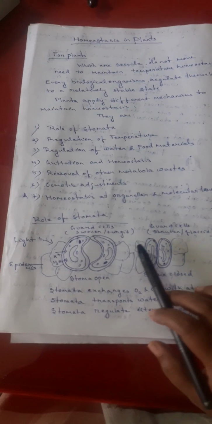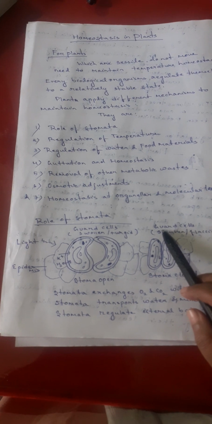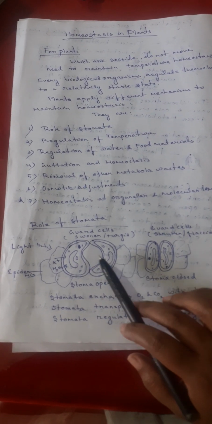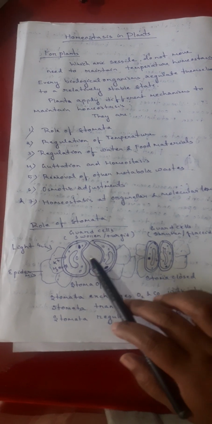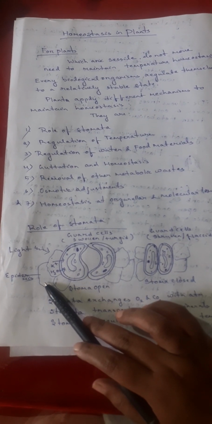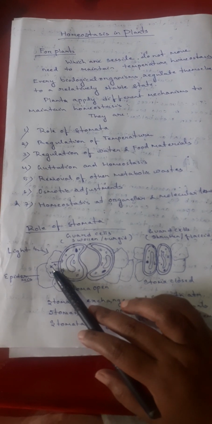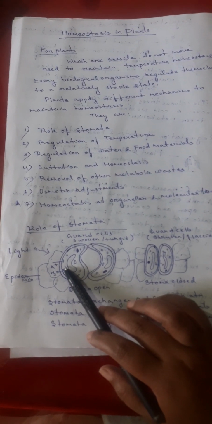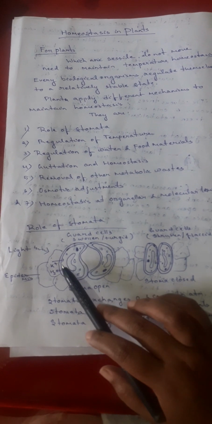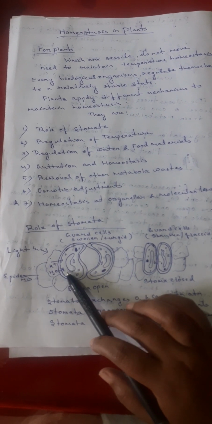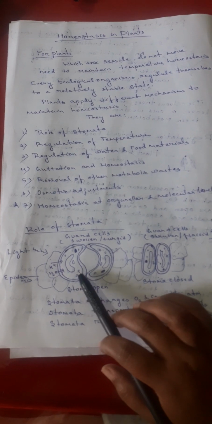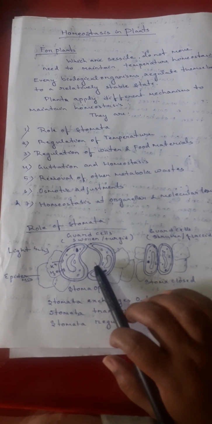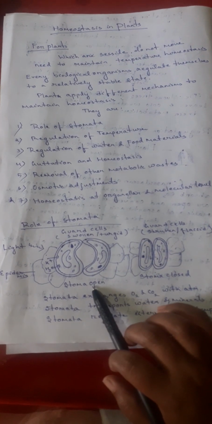First, role of stomata. When light falls on stomata, from epidermal cells the potassium ions enter inside the guard cells. Along with the potassium ions, water molecules also flow into the guard cells. As a result, guard cells become turgid or swollen and the stomata open.